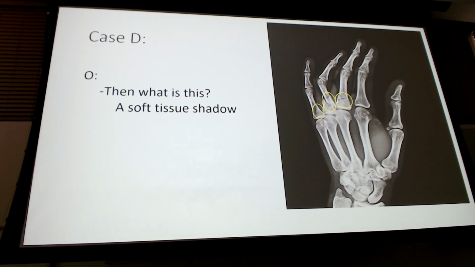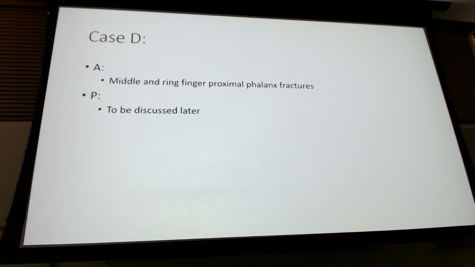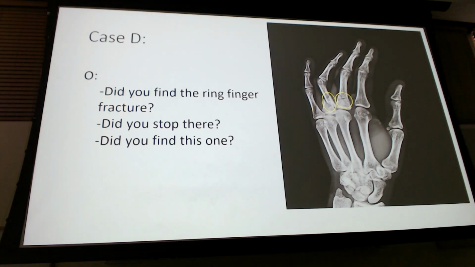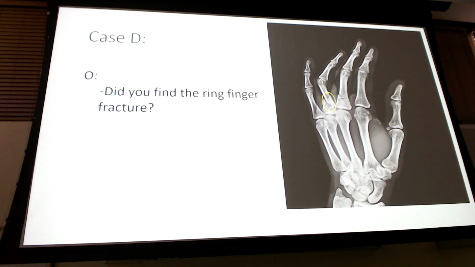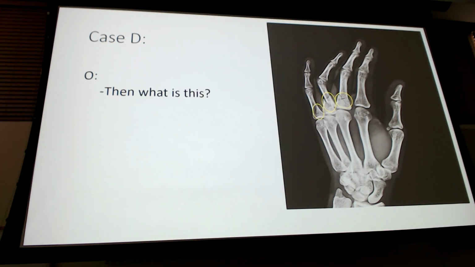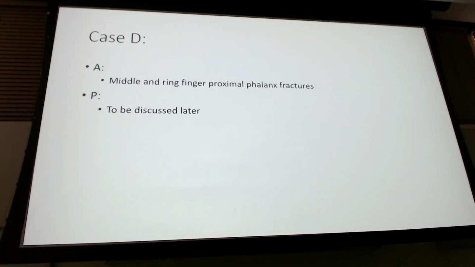All right. So there's a soft tissue shadow. So what do we call this? Middle and ring finger proximal phalanx fractures. You notice I'm not describing the direction on this one. Why? Well, we go away from the circles. They're in a lot of different directions. I'm just gonna say middle and ring finger proximal phalanx fractures. What do we do for it? Ortho. We'll tell you.